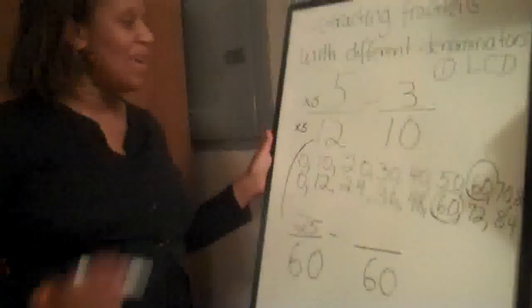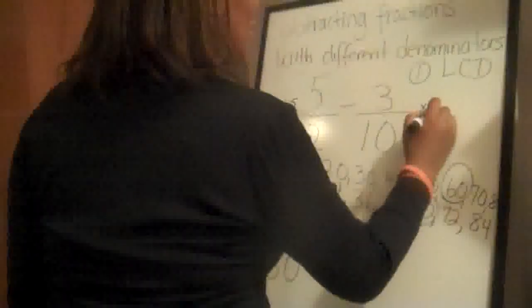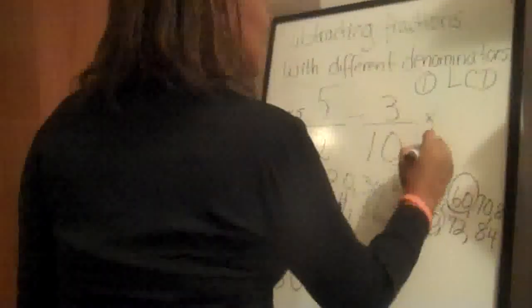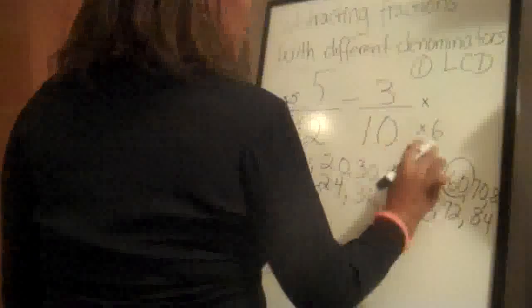Subtract. How do we get from 10 to 60? We multiply by 6. Like I stated, whatever we do to one side, we must do to the other. So since we multiply by 6 to get to 60 in the denominator, we must multiply by 6 in the numerator as well. So 3 times 6 is equal to 18.